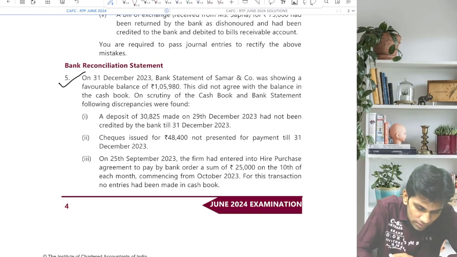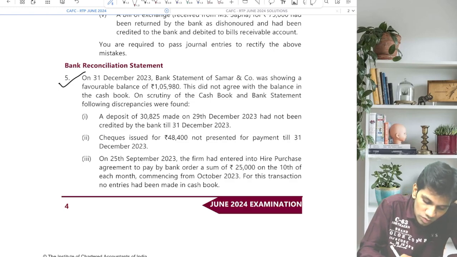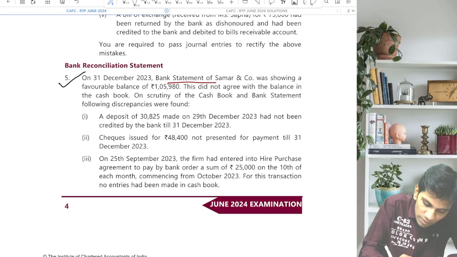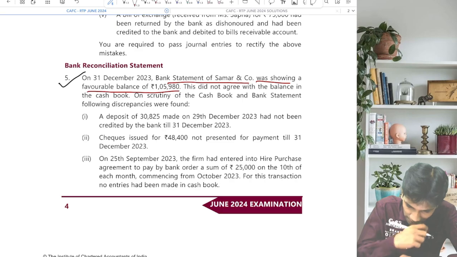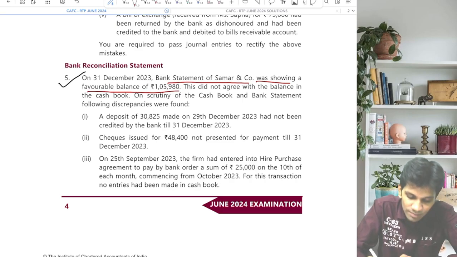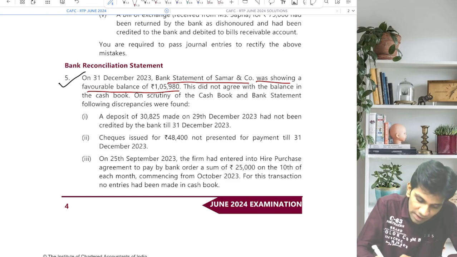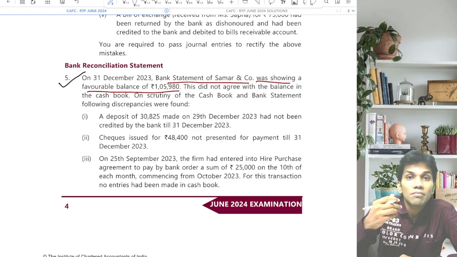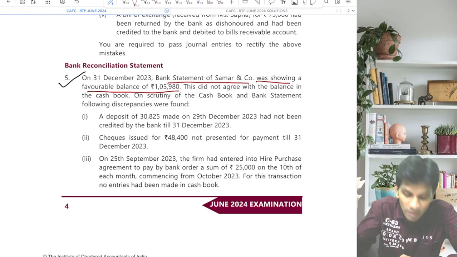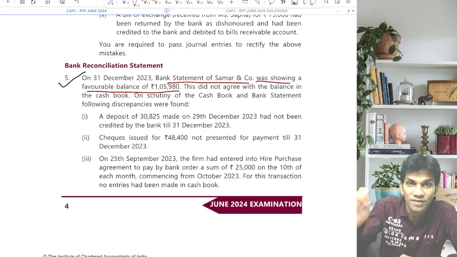Bank reconciliation statement. On 31st December 2023, the bank statement of Summer and Company was showing a favorable balance of 1,05,980. What is the meaning of the sentence? That the passbook showed a favorable balance.